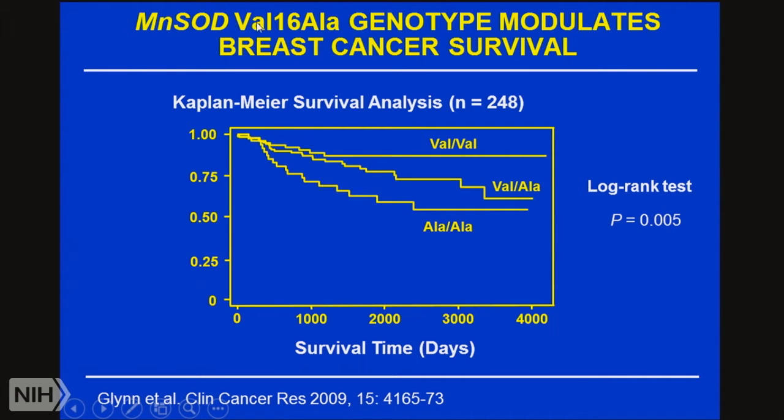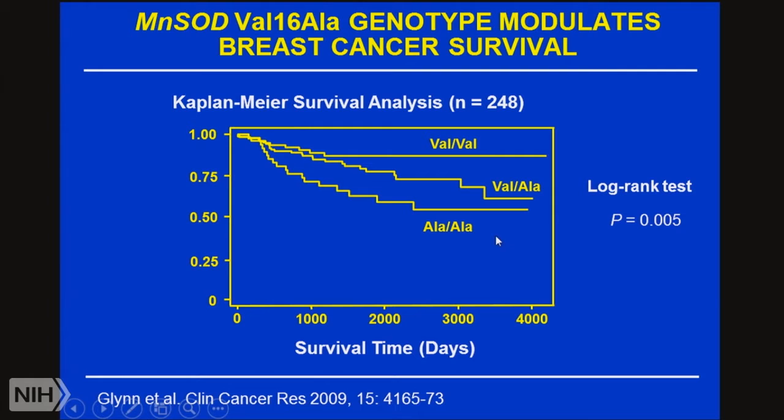That SNP leads to an exchange of amino acid. When the enzyme has the alanine amino acid, then it's located in the matrix of mitochondria. When it has a valine, it's more membrane bound, so it's a different location. And people think it affects the way MnSOD can detoxify radicals.